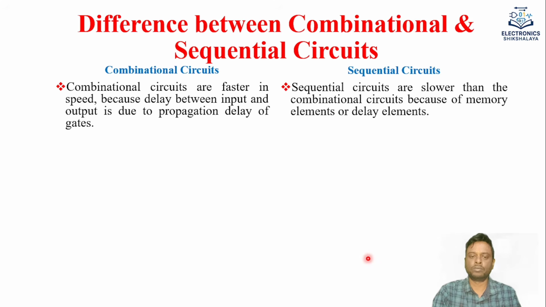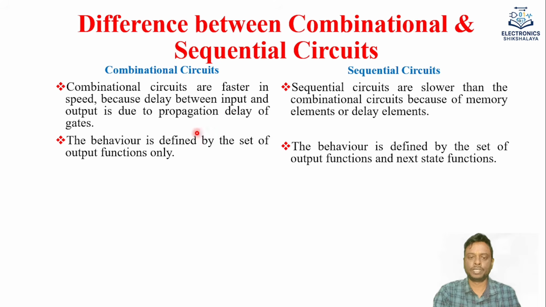Then, combinational circuits are faster in speed because the delay between the input and output is due to the propagation delay of the logic gates only. A sequential circuit is slower than a combinational circuit because of the memory elements or storage elements, or we can say delay elements, that are present.